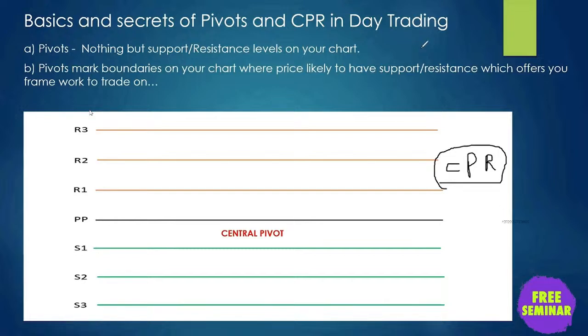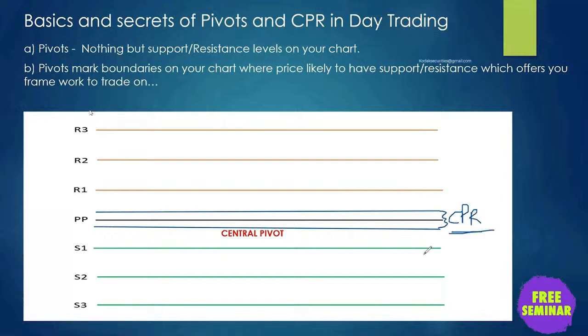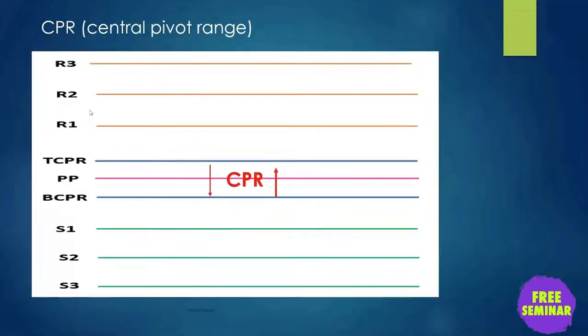So what actually is CPR? CPR is nothing but one line above that central pivot and one line below that central pivot. And this entire range is called CPR, central pivot range. So that is what CPR, or central pivot range, is all about. Like you can see in this chart, this is the central pivot. The line above the central pivot is called top CPR, and the line below the central pivot is called bottom CPR. That is why I mentioned TCPR, BCPR. And the entire range is CPR.